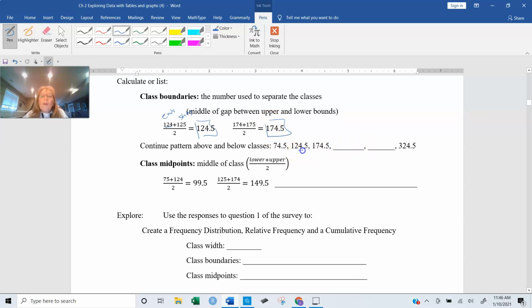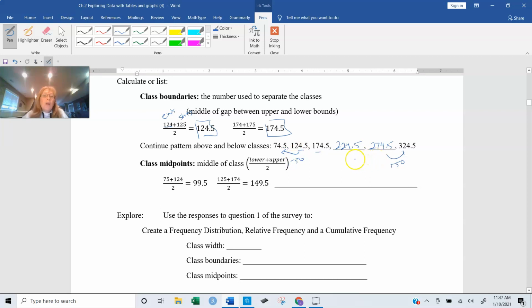So now you've got 124.5, 174.5, 224.5, 274.5, and then we have to continue on with the upper boundary and the lower boundary. To get that, I'm going to add 50 here because they're 50 apart. And to get this lower one, I'm going to subtract 50. So you're just following your pattern all the way through.